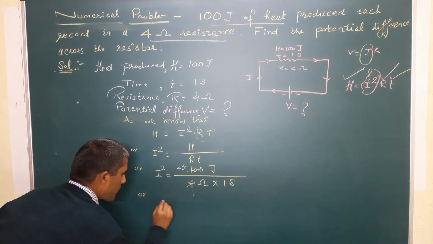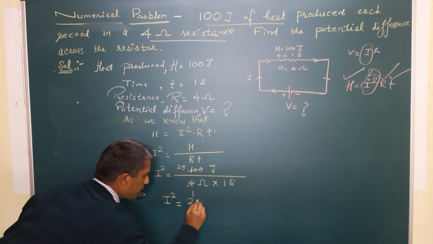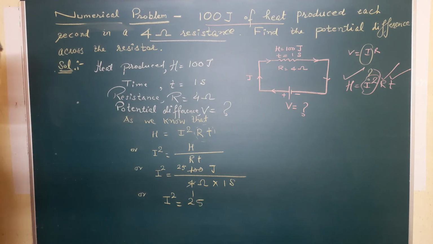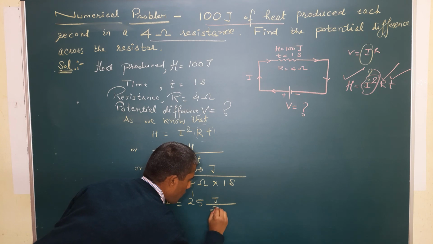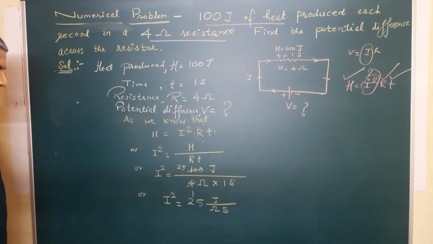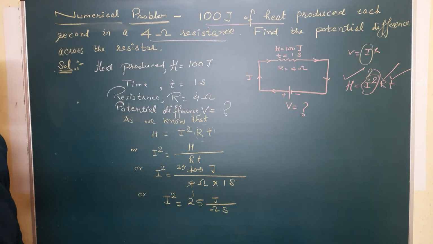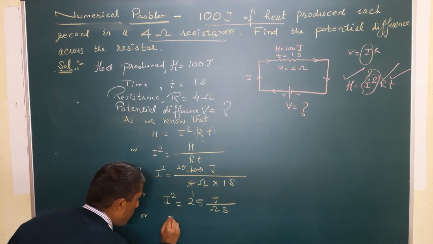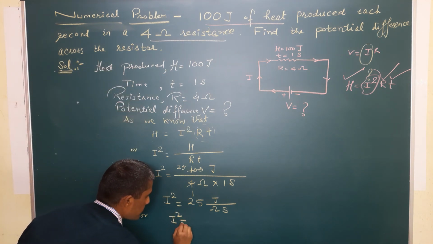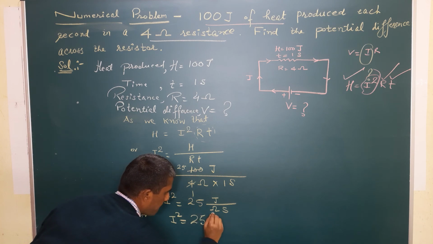Or I square is equal to 25 joule upon ohm second. And remember, joule upon ohm second is equal to ampere square. Or I square is equal to 25 ampere square.